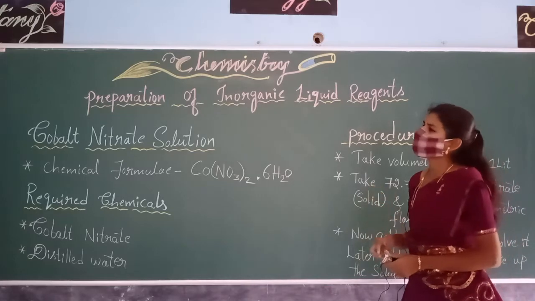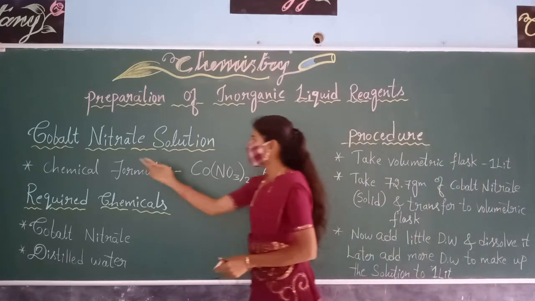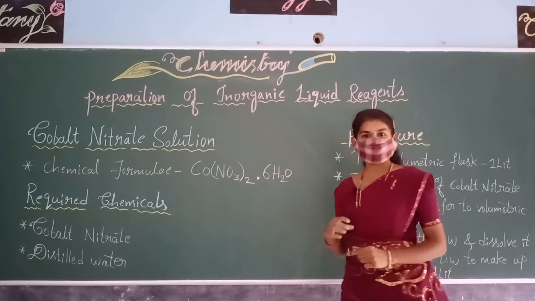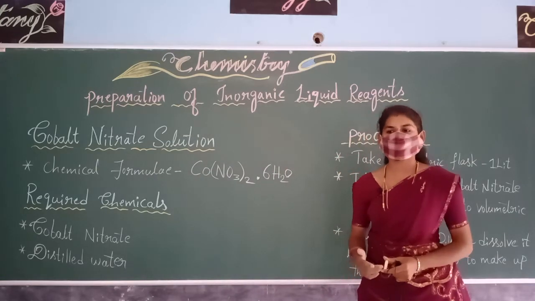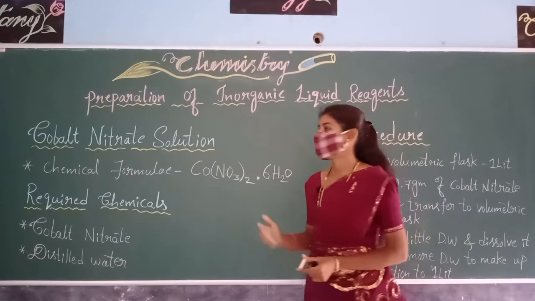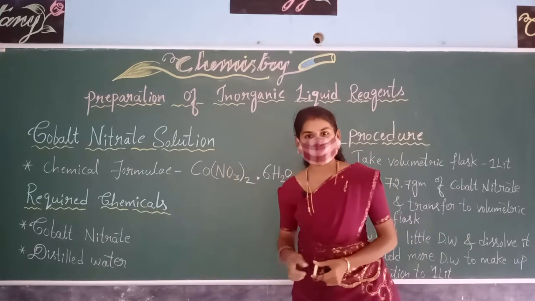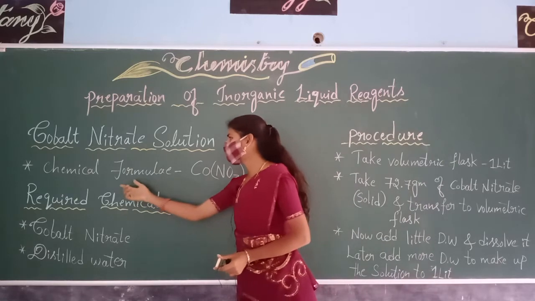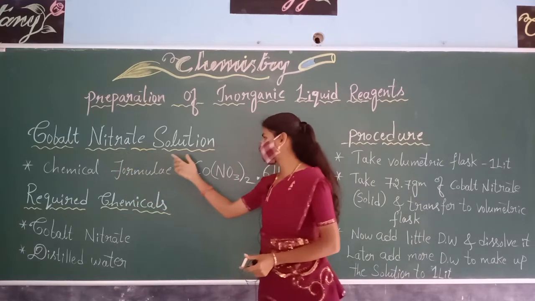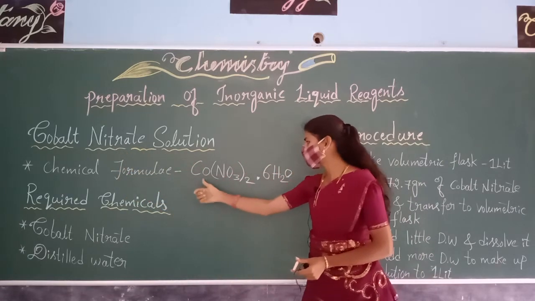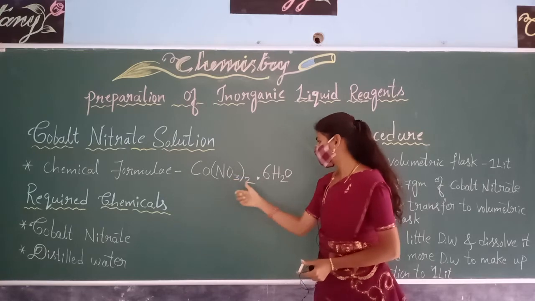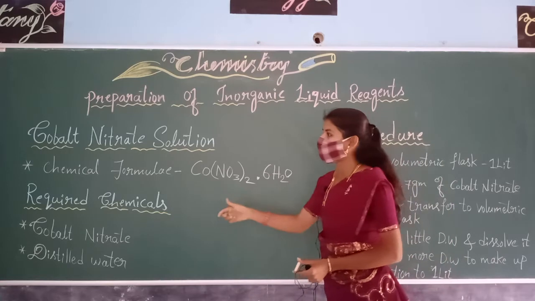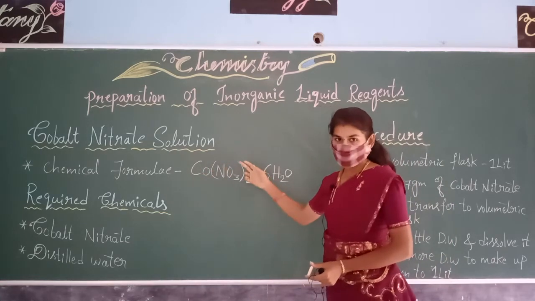So coming to one of the liquid reagents, that is cobalt nitrate solution. How to prepare this, what are the chemical reagents required for preparation of this, and how to carry out the preparation method. Let's discuss all this in today's class. So coming to the chemical formula of this cobalt nitrate solution, it is Co(NO3)2·6H2O, right?